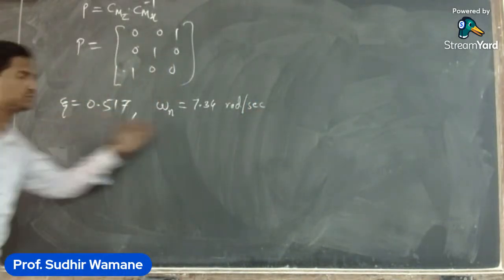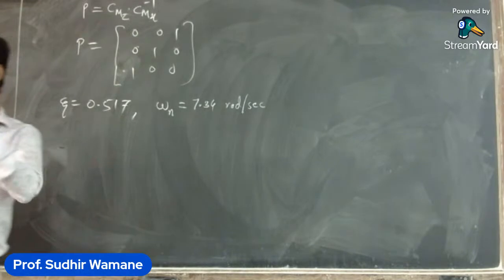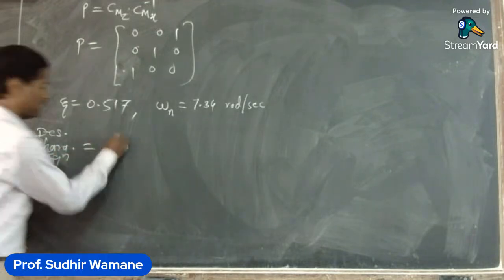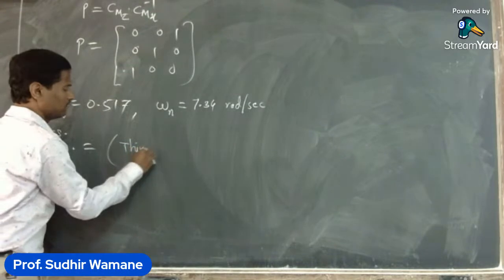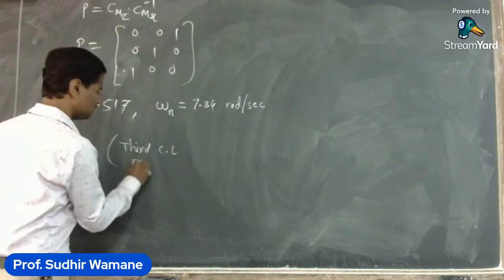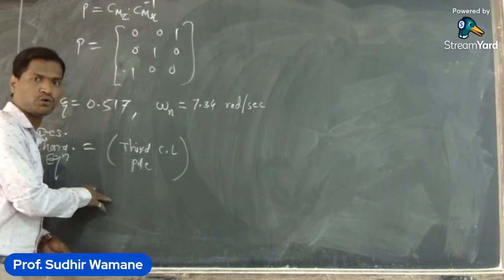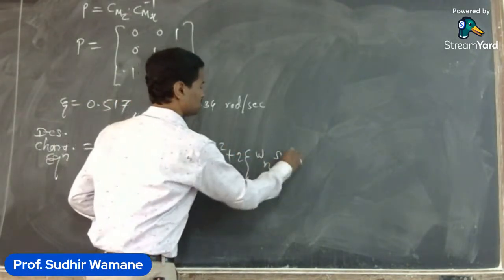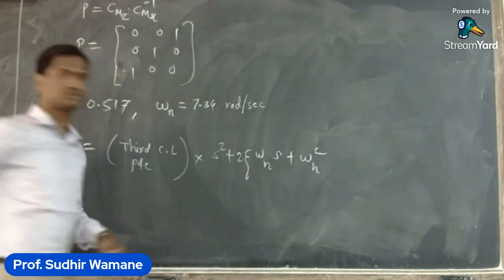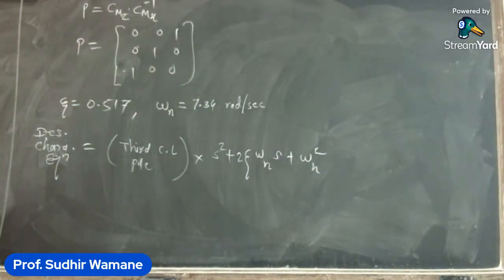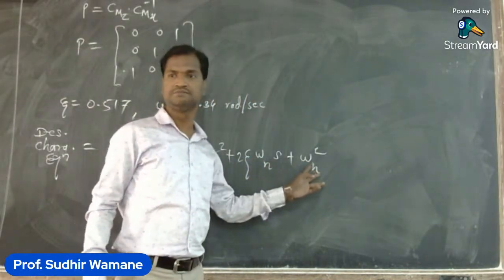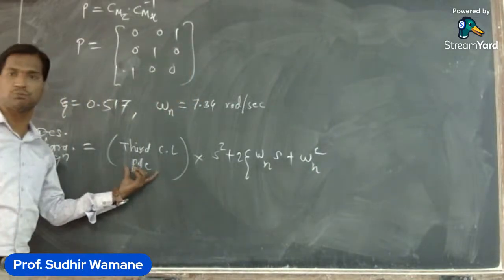Okay, once you get these values, you need to find the desired characteristic equation. Desired characteristic equation is given by third closed loop pole, selected third closed loop pole, multiplied by s square plus 2 zeta omega n s plus omega n square. You can easily find this. And where to select the third closed loop pole?